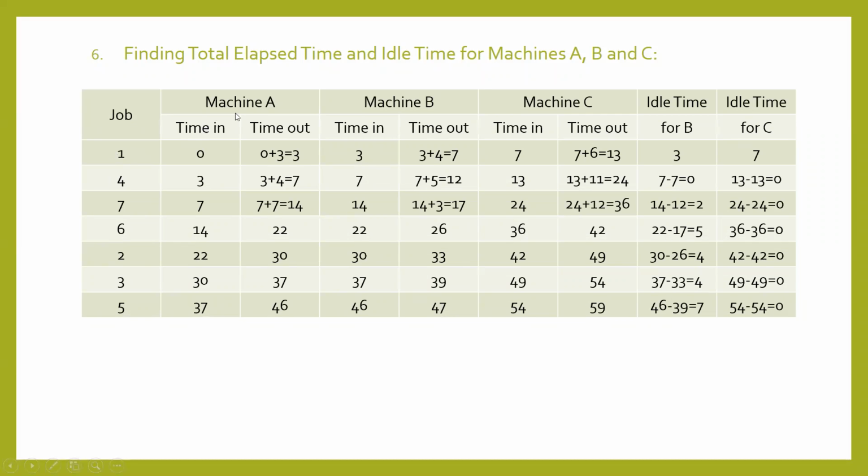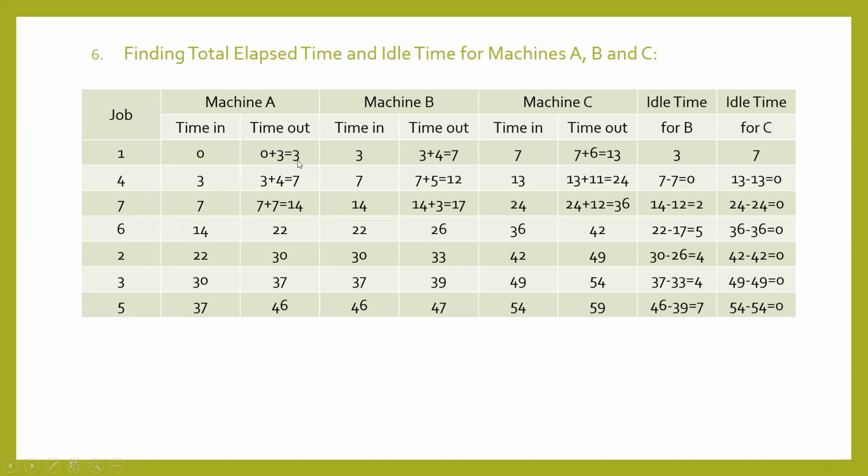Now, the in time for machine A is 0. Always start with 0. Okay, and this is my optimum sequence, this sequence which we have just found out. Okay, now check the processing time for job 1 on machine A, which is 3 hours. So 0 plus 3 gives you 3.